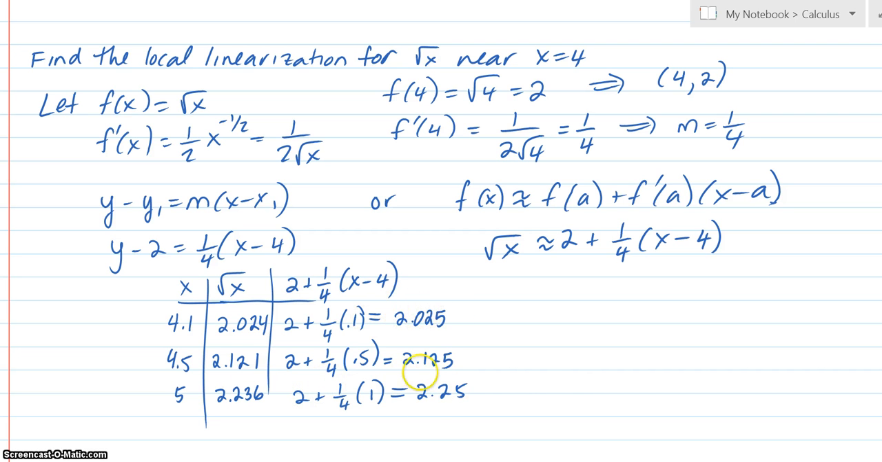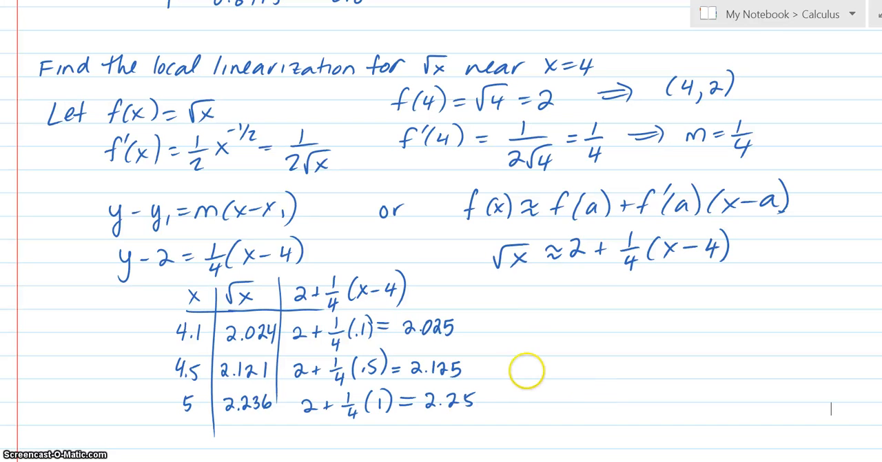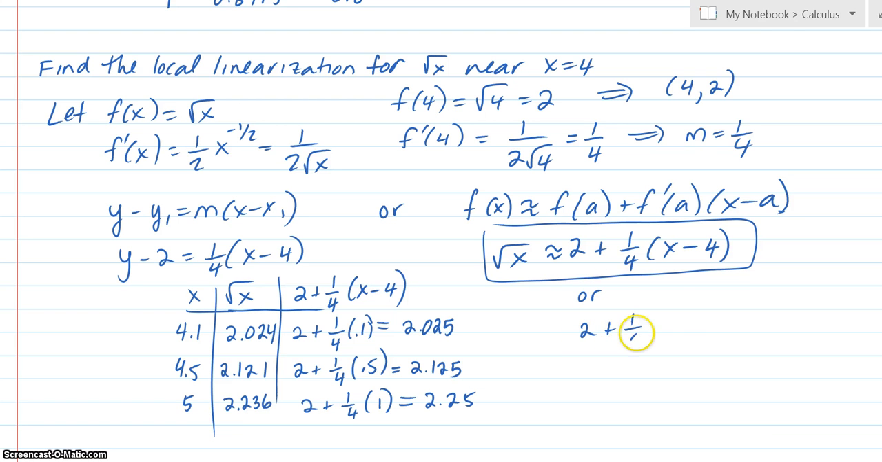So these are the approximate values for square roots of things near 4. So the answer for the local linearization would just be this. If you want to multiply that out, you're more than welcome to as well. You can write it like that, or you could write it as 2 plus 1/4 x minus 1, so it would be 1 plus 1/4 x. That would also be a great answer.